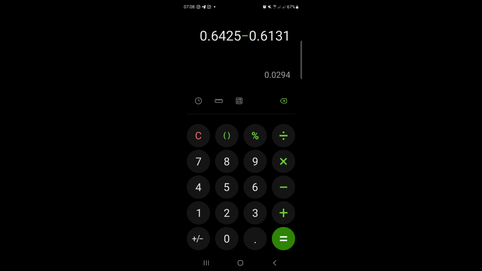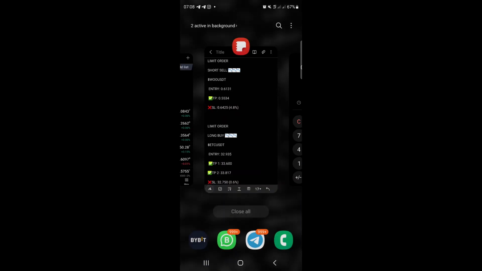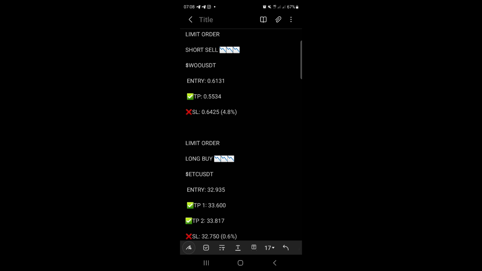This value that you get, you're going to divide by your entry price. So it's divided by 0.6131, which gives you 0.0479. This is like the percentage, you understand? But to get it in percentile, you multiply by 100. I'm sure those that understand math know what a percentile is. So multiply this by 100, you get 4.79, then you approximate to 4.8. That's exactly how I arrived at 4.8 as the stop loss percentage. That's exactly what you need to do.